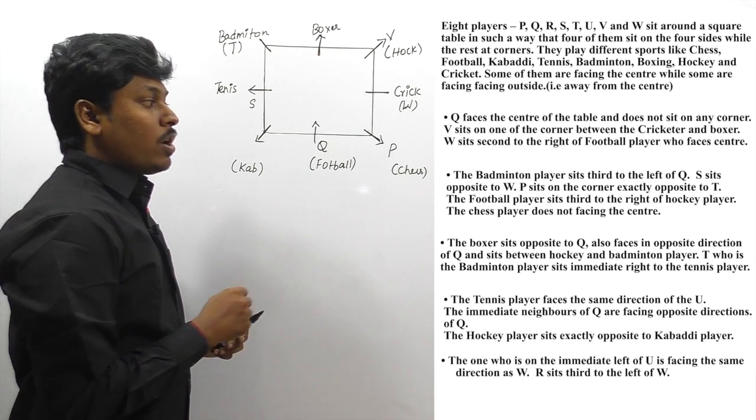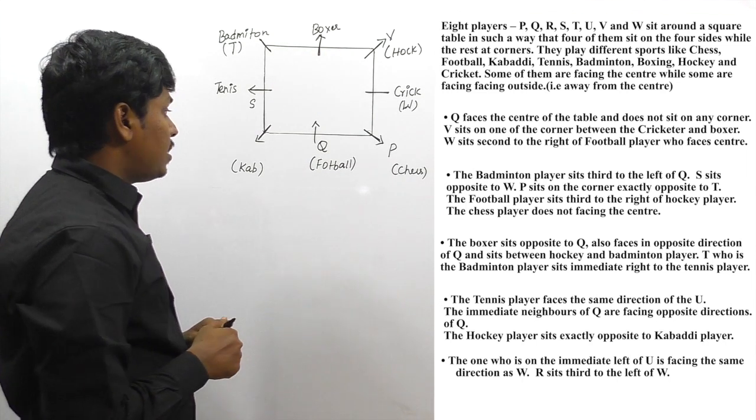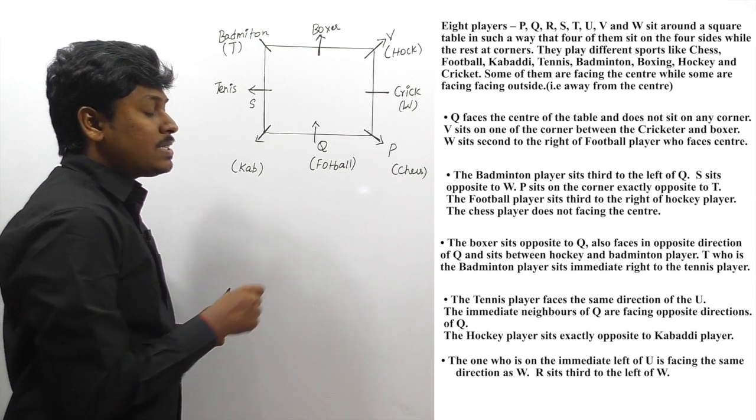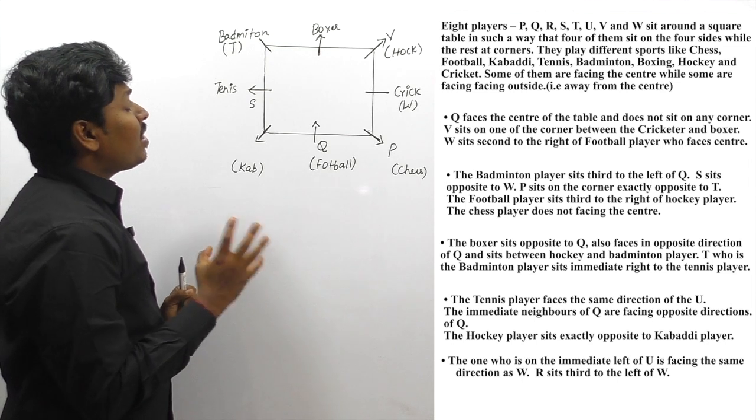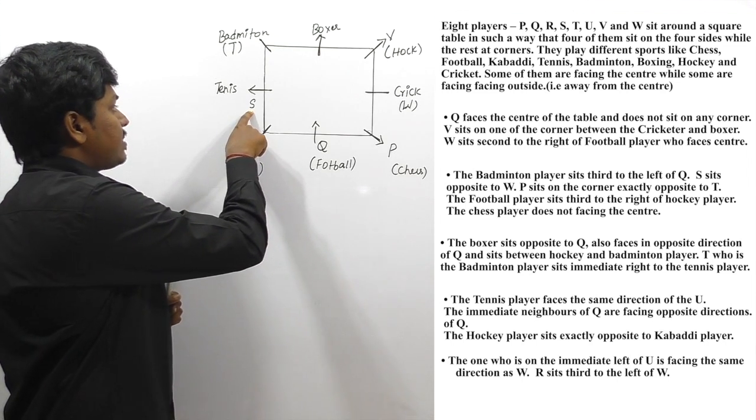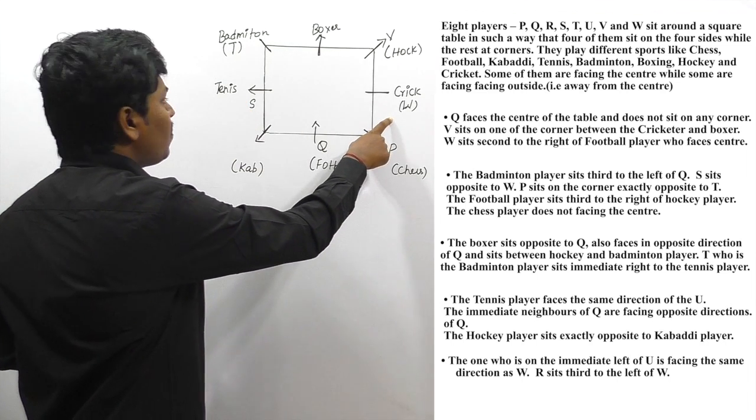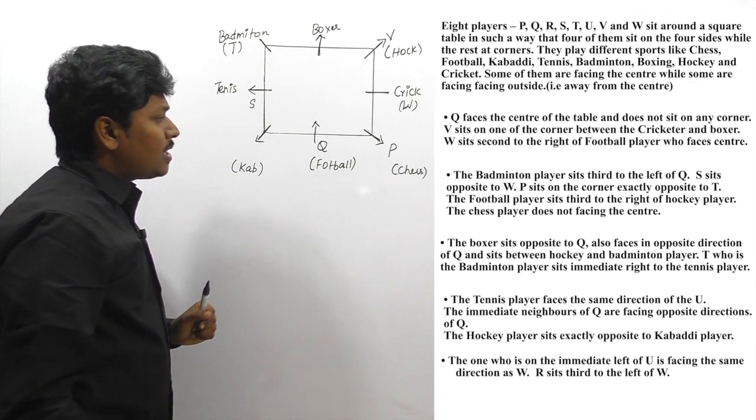Okay, no problem. The one who is the immediate left of U faces the same direction as W. So friends, they have said that the person who is the immediate left of U is facing the same direction as W, right? The only thing is that we need to confirm U, because if I place U, on the left-hand side is S, this person should be equal to W, but we don't know whether W is facing the center or not. Okay, let me move on to the last point, friends.